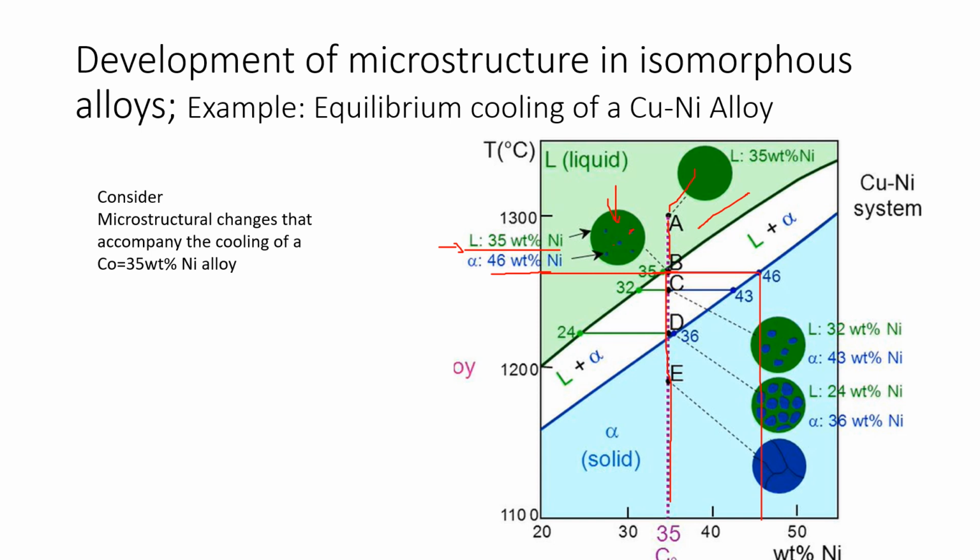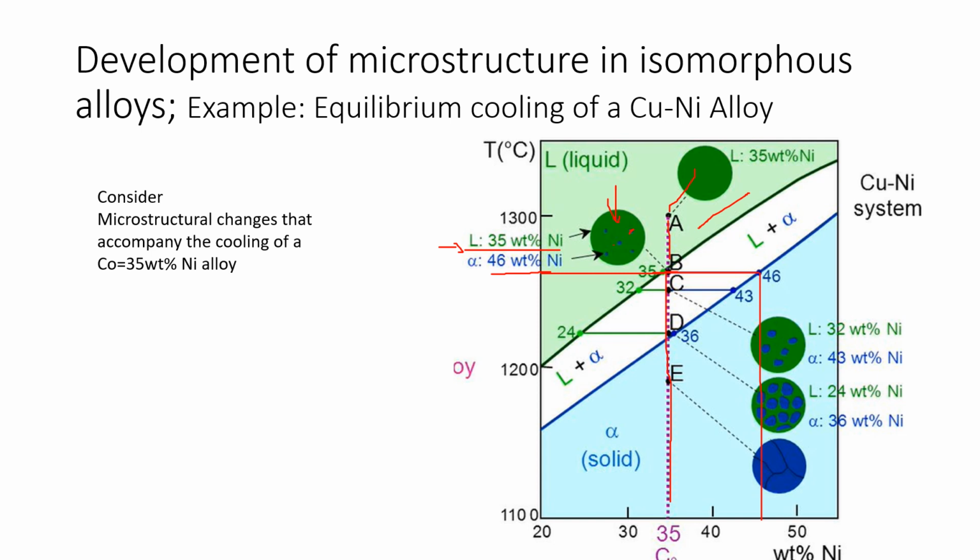The composition of the liquid and alpha phase will follow the liquidus line and solidus line respectively. Furthermore, the fraction of the alpha phase will increase with the continued cooling. Note that the overall alloy composition, which is 35% by weight of nickel and 65% by weight of copper, remains unchanged during the cooling, even though there is the redistribution of the copper and nickel between the phases.